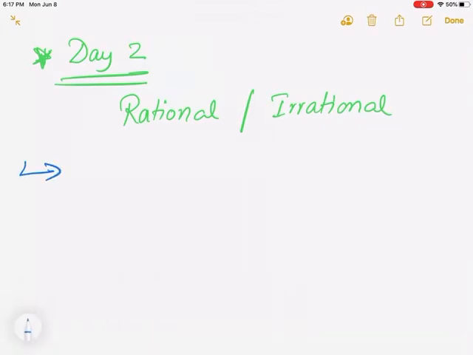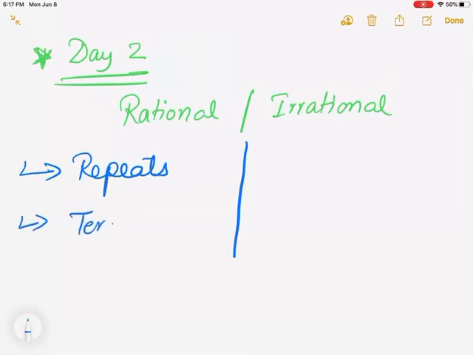A decimal is rational if it repeats and if it terminates. Okay, R and R. R goes together. So a rational decimal is something that repeats and terminates. It means it gives you a repeating pattern and sometimes it stops at a certain number. So that's a rational decimal.